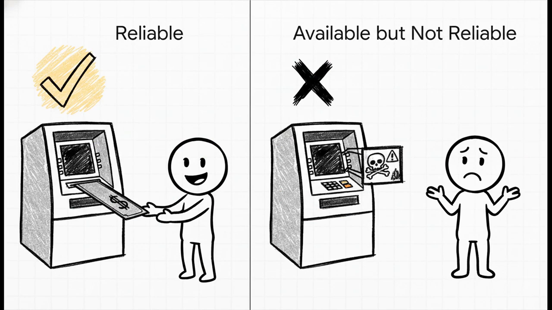Okay, here is the key takeaway, the point you absolutely have to get. A reliable system is, by definition, available. But, and this is the important part, an available system is not necessarily reliable. Think about a bank's ATM.